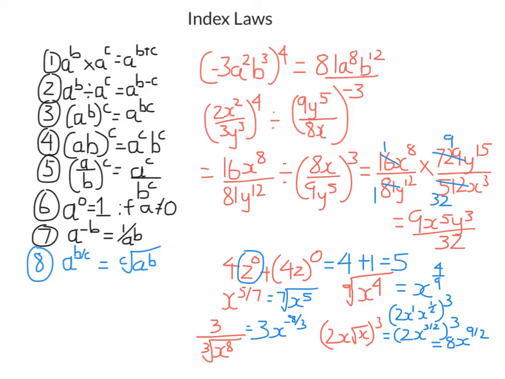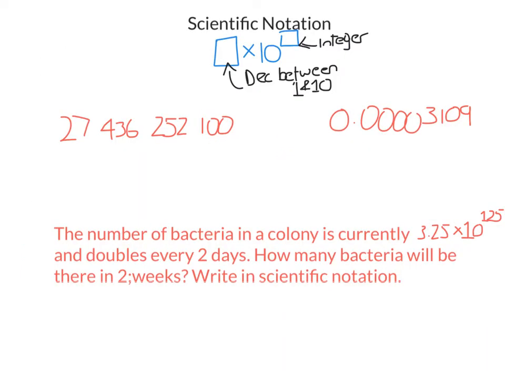Alright, that's all for the crash course in index laws. Let's now move on to scientific notation. So scientific notation is when you have really large numbers or really small numbers and you want to write them in a more convenient way.